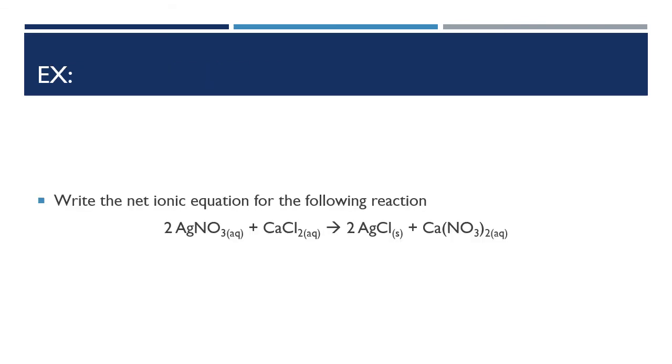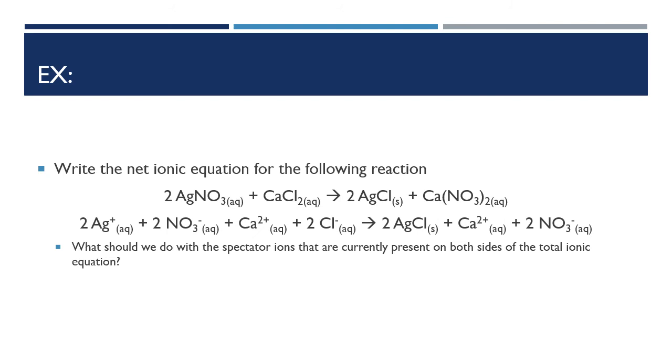Let's do an example of writing a net ionic equation, and let's use the equation that we already wrote the total ionic equation for previously. So we're going to write the net ionic equation for the reaction between silver nitrate and calcium chloride. Previously, we determined its total ionic equation is 2 silver and 2 nitrate, and 1 calcium and 2 chloride yield 2 silver chloride and 1 calcium and 2 nitrates. There are spectator ions currently present. They are the 2 nitrates that were present on both sides and the calcium ions that are present on both sides. Since they are present on both sides of the equation, what do you think we should do with them?